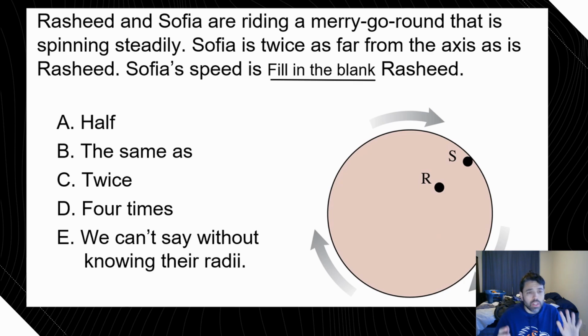How about this one? Exact same question, except we changed one word. We removed the word angular. So now it's just what's Sophia's speed relative to Rashid. All right. Pause it. Think about it. Okay, you're back. All right. So hopefully this time you said it is twice as much.